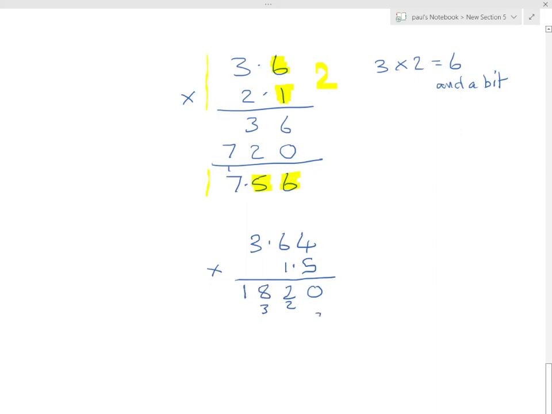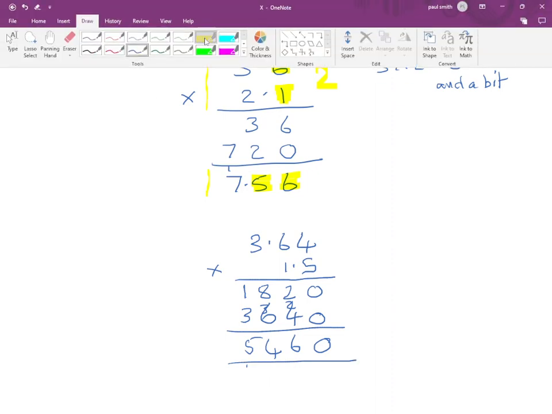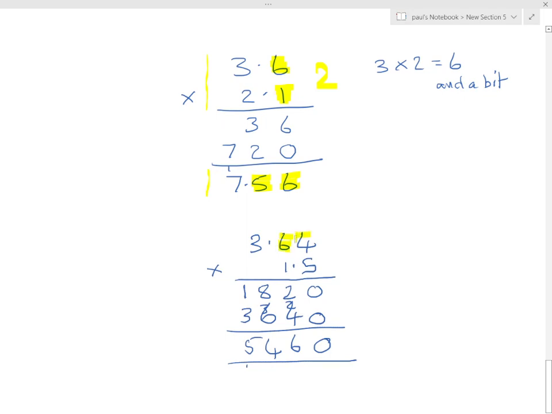And then place marker, 1 times 4 is 4, 1 times 6 is 6, and 1 times 3 is 3. Add them together: 2, 4 is 6, that's 14, and 4, 5. So we've got 5460. Now, where does the decimal point go? So we do it this way. 1, 2, 3. So now we include this 0. 1, 2, 3. So the answer there is going to be 5.460.